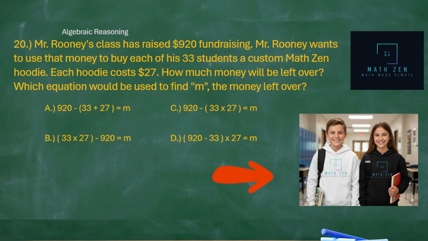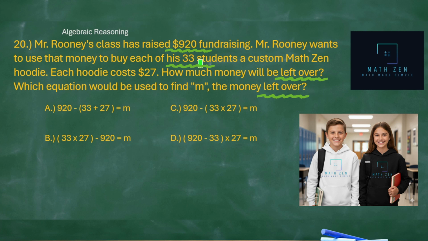So what we need to do here is figure out, number one, what is the question really asking me to do? It's not even asking me to solve the problem yet. It's just wanting me to find out which of these equations would be used to solve it. So there are some key words here. The word leftover triggers my brain into thinking we're going to be doing some type of subtracting at some point. And we need to realize that this $920 is our starting funds. That's how much we have saved up right now. And we need to know that each individual sweater costs $27. And then the final piece to unlock this is that there's 33 kids in the class.